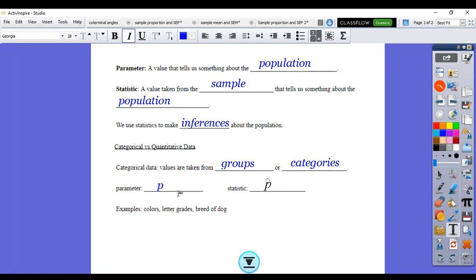For the population, the symbol for categorical data is p, lowercase p, and then the statistic is lowercase p with a little hat. So we call that p hat if we write it out. So you could use colors, letter grades, notice like A, B, C, D, not numbers, but letter grades, dog breeds, M&Ms, like I just talked about, anything that has categories versus numbers for the statistic. Okay, so that's parameter versus statistic and what categorical data is.